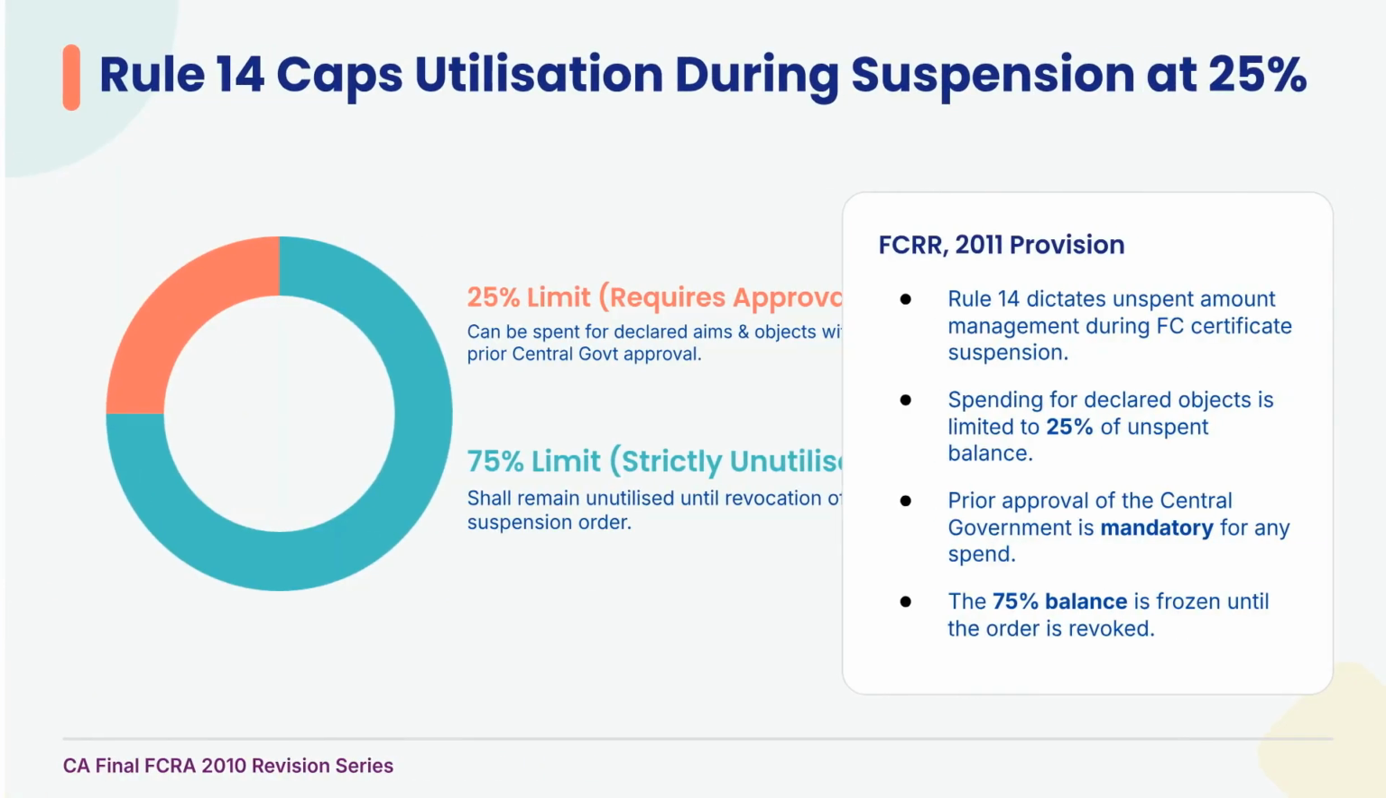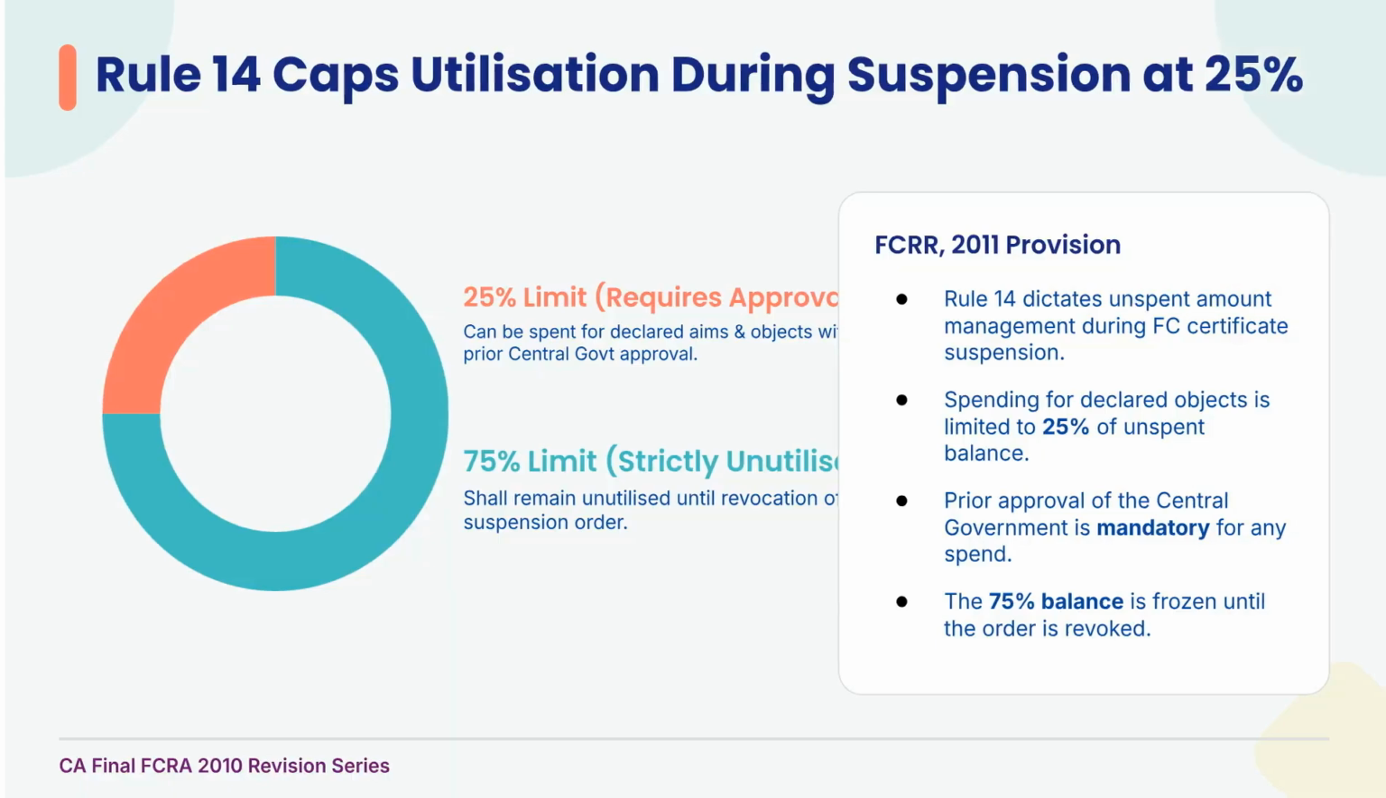Rule 14 of the FCRA rules introduces a very important restriction during suspension. The organization may utilize only up to 25% of the unspent foreign contribution, and even this requires prior approval from the central government. The amount can be spent only for the declared aims and objectives for which the contribution was originally received. The remaining 75% must remain completely unutilized until the suspension order is revoked. A simple memory trick is to remember the ratio 25 and 75. 25% may be used with approval, while 75% remains frozen.